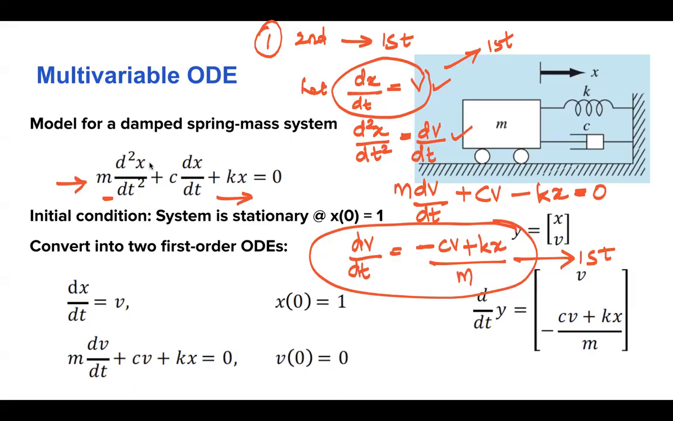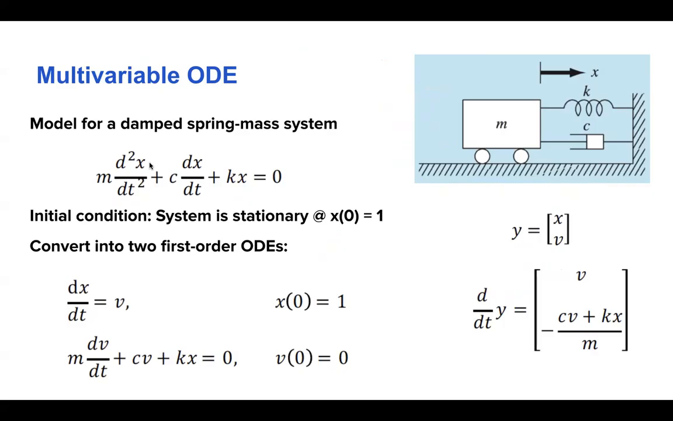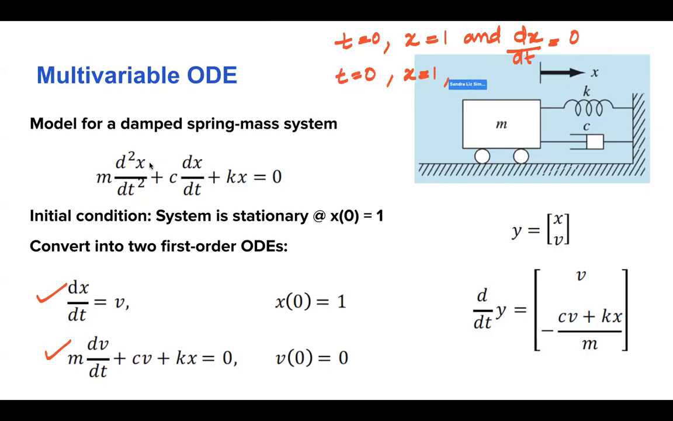Here we have the first equation, dx by dt is equal to v. If you substitute that into the previous equation, you get m dv by dt plus cv plus kx is equal to 0. You are also given the initial condition: at t equal to 0, x is equal to 1, and dx by dt is equal to 0. In our case, dx by dt is v, so v is equal to 0. This is your initial condition.